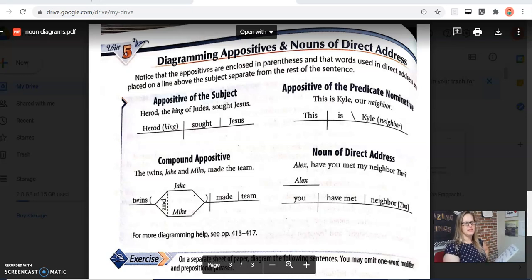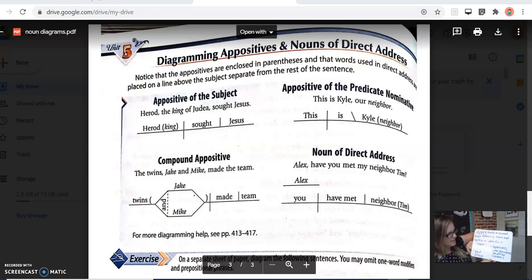Okay, the last thing that we're going to work on right now for diagramming is diagramming appositives and nouns of direct address. So let's review what appositives are. An appositive, from your book, is a word that follows a noun and explains or identifies it. So, John, my friend, or John, captain. Things like that follow a noun, explain or identify it.